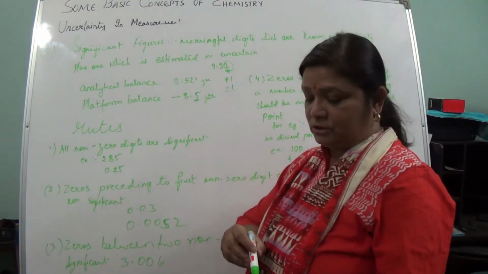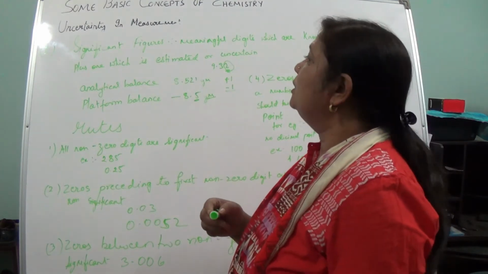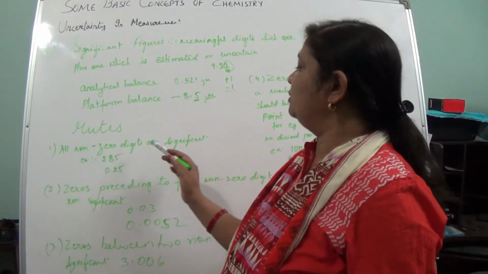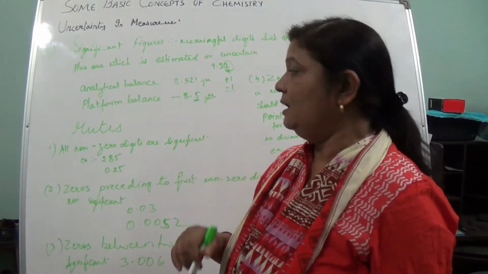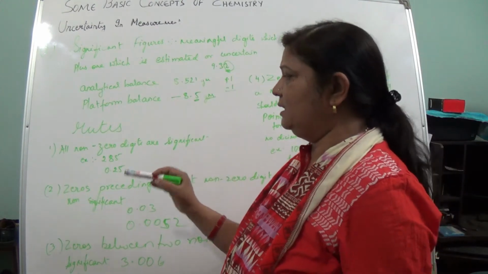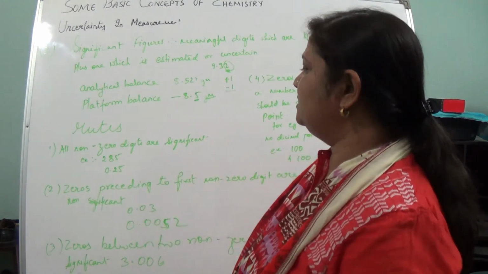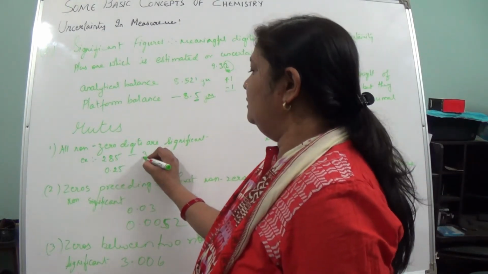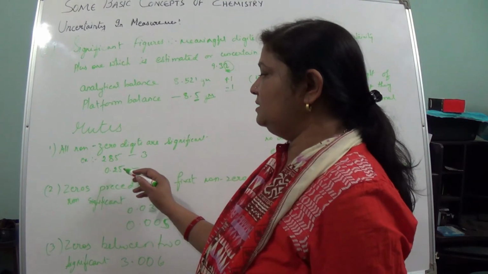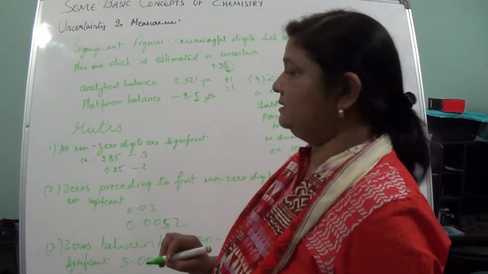Now, the rules we follow for significant figures. First, all non-zero digits are significant. It means any digit which is not zero is a significant digit. For example, if I write 285, there are 3 significant digits. Here, 0.25, non-zero digits count, so 1 and 2, so 2 significant digits over here.